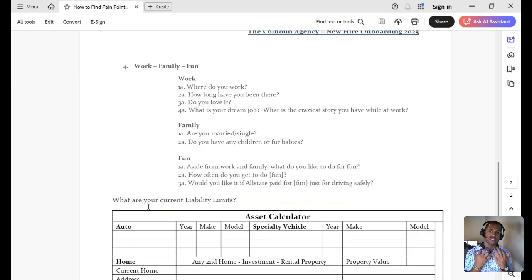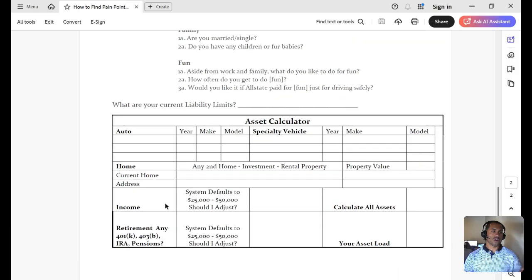It gets you to understand a little bit more about them. The family, you know who you're going to be insuring, and why these things will now be important. And then in addition, what kind of fun do they like to do? These are obviously other opportunities that we can help them with as it relates to their insurance.